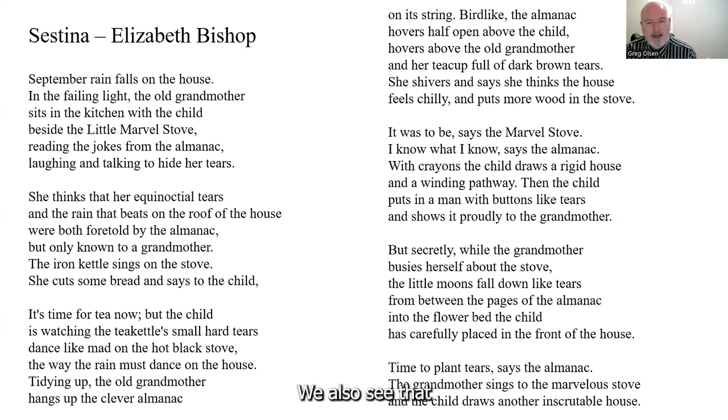We also see that certain words are represented in different ways, like "tears." We have a teacup full of dark brown tears. We have the buttons that look like tears. We have her actual tears in the first stanza. So you can see how difficult such a poem would be to write, but we do see this moment of a grandmother playing with the child, and maybe the grandmother is reminiscing on her own life and her own loss of childhood. Maybe she just is enjoying being there with the child.